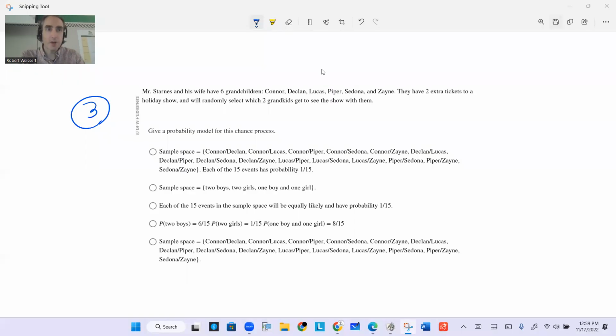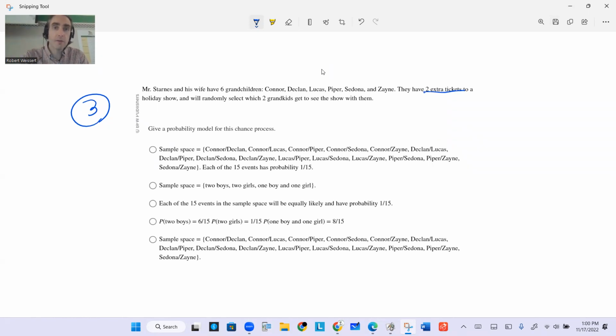Question 3. Mr. Starnes and his wife have 6 grandchildren: Connor, Declan, Lucas, Piper, Sedona, and Zane. They have 2 extra tickets to a holiday show and will randomly select which 2 grandkids will get to see the show with them. Give a probability model for this chance process. Well, let's see. We've got Connor and Declan. If we're going to have 2 tickets, once Connor's been chosen, Connor's not going to be chosen again, right? So it's going to be Connor and Declan, Connor Lucas, Connor Piper, Connor Sedona, and Connor Zane. That's 5. But then you're going to have the ones starting with Declan. We're not going to do Declan and Connor again. So 6, 7, 8, 9.